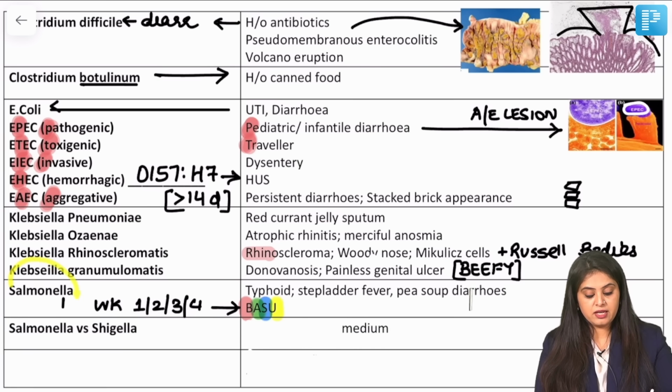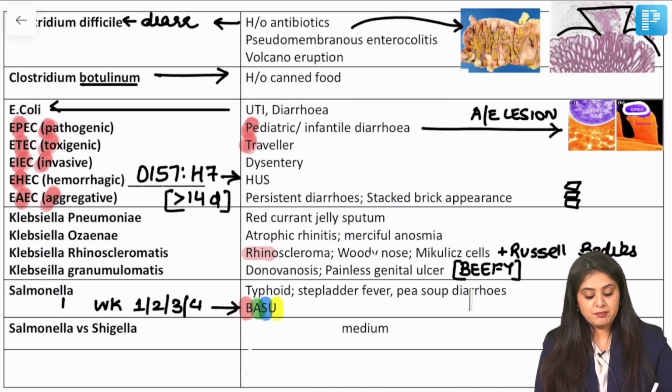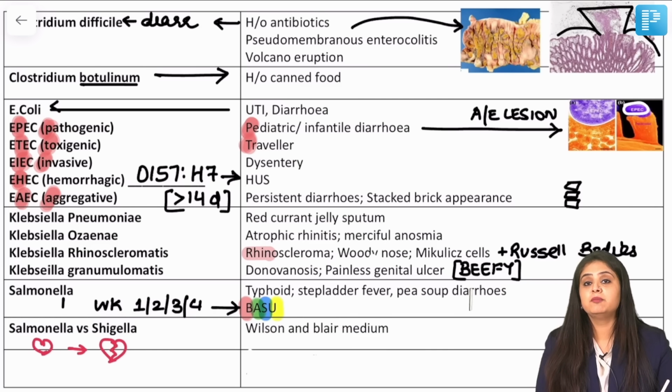Now Salmonella and Shigella, they both cause diarrhea, although Shigella causes dysentery, but everything you know about them when you talk about diagnosis is the same. Tell me one culture media by which you can differentiate them. So we always learned that Salmonella and Shigella were pretty similar, sisters. But then one boy came and caused a break between these sisters, and the name of that boy is Wilson and Blair.